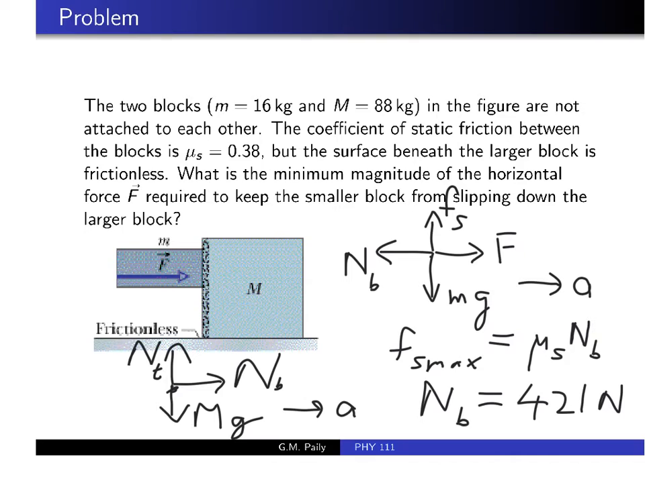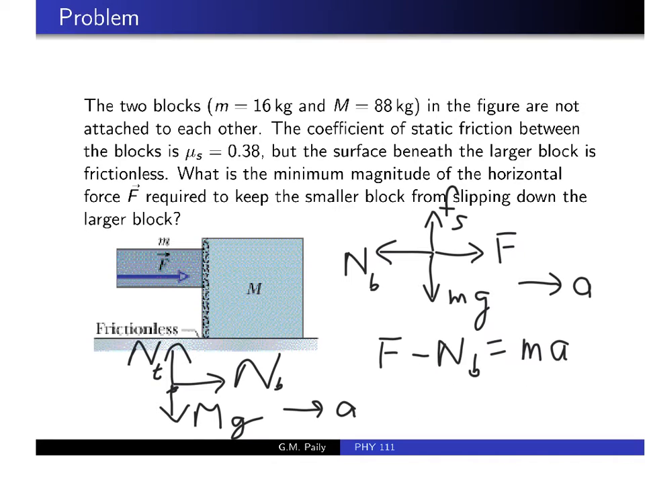How do we get there? Well, in what equation does F appear? We see that F appears in the F net x equation for the little block, which we can write as F minus NB equals little m times a. We know what NB is, that's 421 newtons. But what about a? We don't know that yet. So we have to first determine a in order to determine F. Luckily, a appears in one other place, that is here.